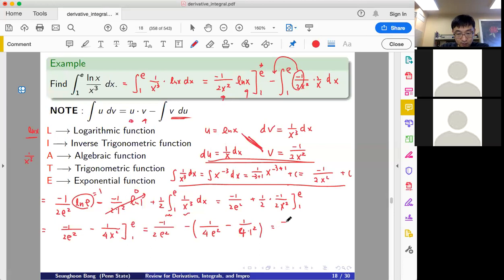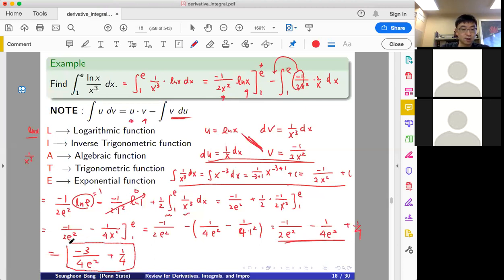So this is minus 1 over 2 times e squared. Distribute the negative 1: minus 1 over 4 times e squared, the negative becomes positive, plus 1 over 4. You can combine these two terms. So we have negative 3 over 4 times e squared plus 1 over 4. That's it. This is the final answer for solving this problem.